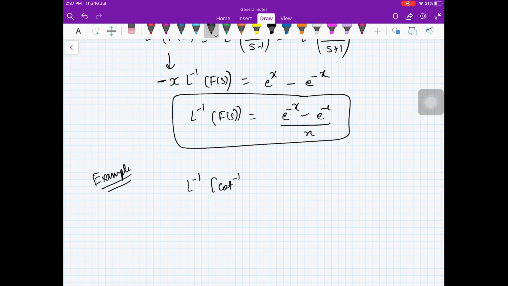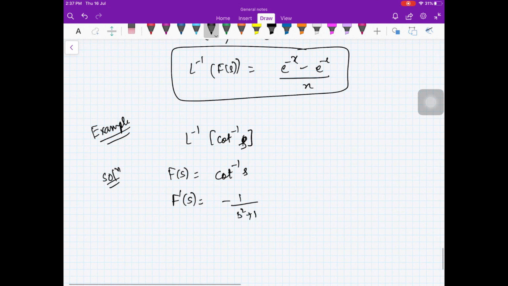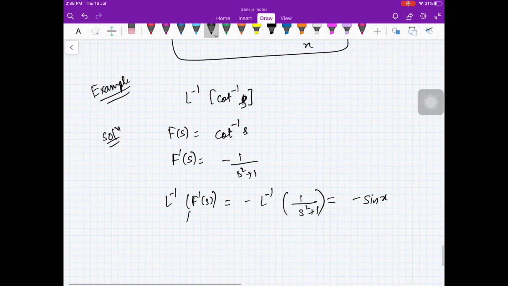So you have L inverse of cot inverse s, you want to find out. So here again, p or s, whatever you want to write. You can assume f of s is equal to cot inverse of s. Then you can differentiate it. So you will get minus 1 upon (s square plus 1), that is the derivative. Now you can find L inverse of f dash s. That will be L inverse of 1 upon (s square plus 1), which you know is sine x, right?